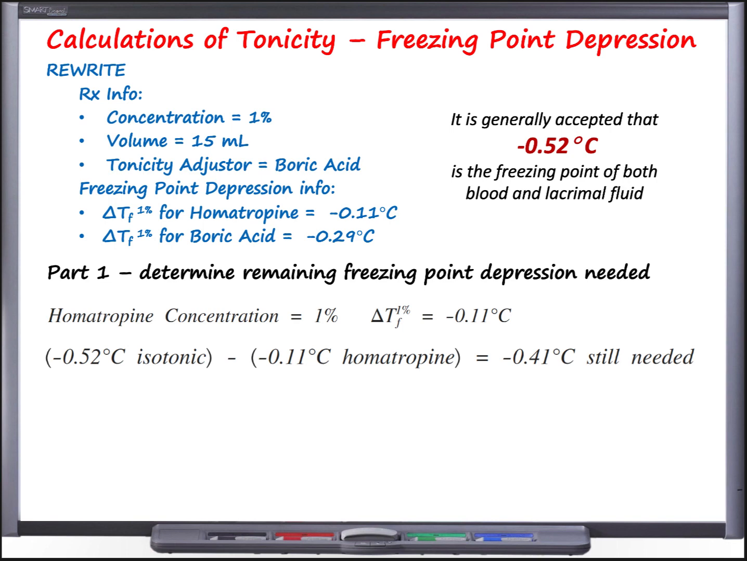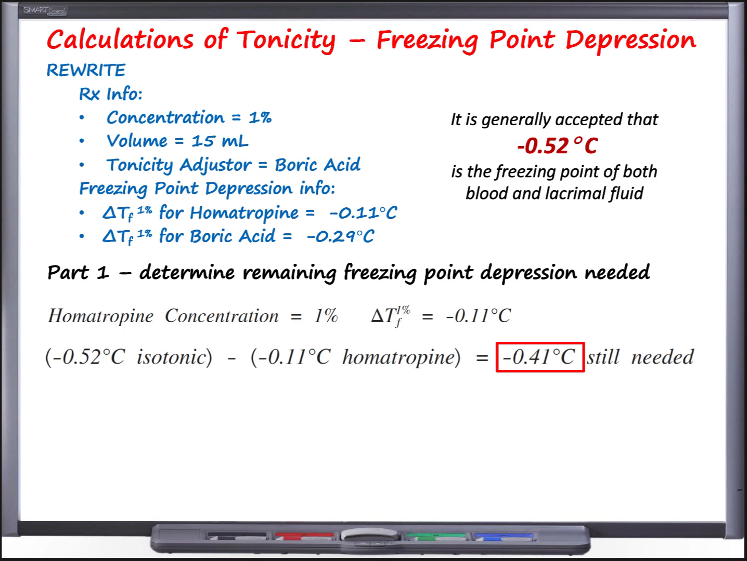So let's start with this equation. Our final target is negative 0.52 degrees because we know that's isotonic. From that, let's subtract the decrease of 0.11 degrees reduced by the homatropine. Negative 0.52 minus negative 0.11 means what we still need is a reduction in freezing point of 0.41 degrees Celsius. A 1% homatropine solution by itself would not be isotonic because it only lowers the freezing point by 0.11 degrees. What we need is to add something else that will lower it further an additional 0.41 degrees.